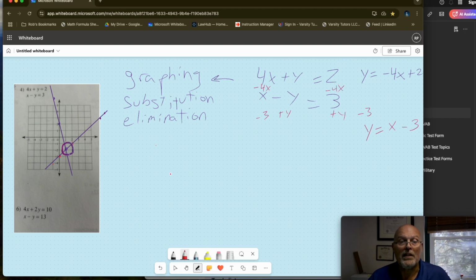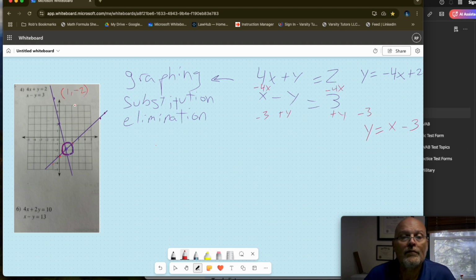And we can see that because every point on the red line here, or the line that should be red, is on the line y equals x minus 3. And every point on this first line is on the line 4x plus y equals 2. And so this is the only point that is in both of them, and therefore it is the solution. And we write that as 1 comma negative 2. So 1 comma negative 2 is the solution.